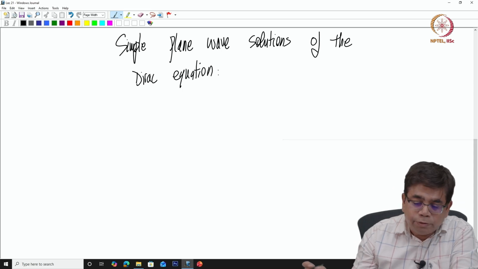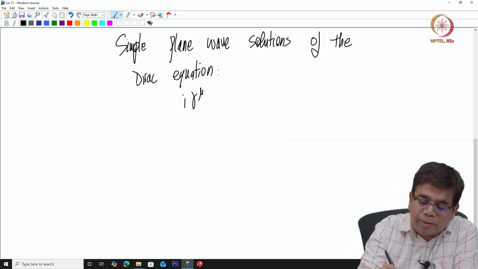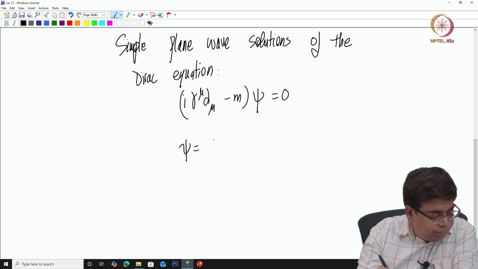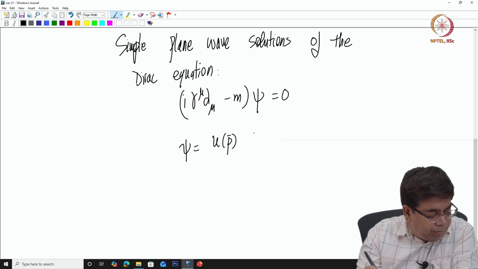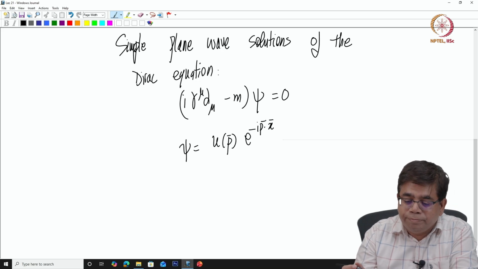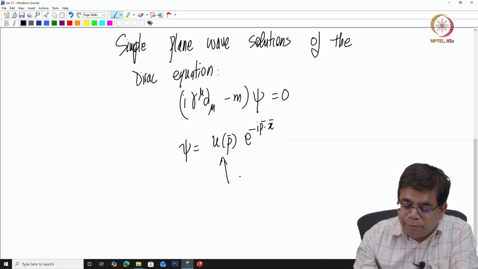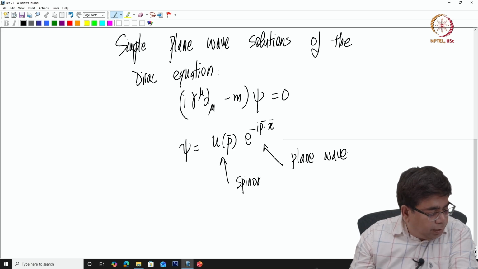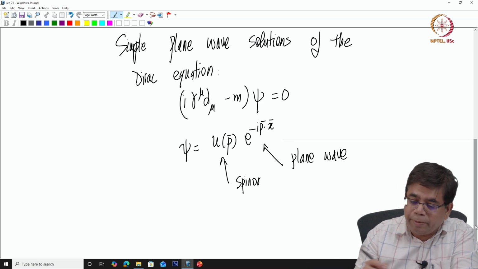So the Dirac equation is given by (γ^μ ∂_μ − m)ψ = 0. One of the solutions we can immediately write. Let us just assume ψ = u(p) e^(−i p·x) essentially. So this is the plane wave part, and this is the spinorial part. Now let us put it back into the equation essentially.